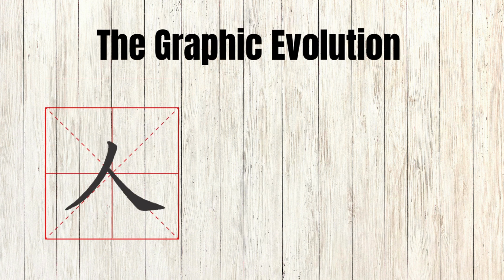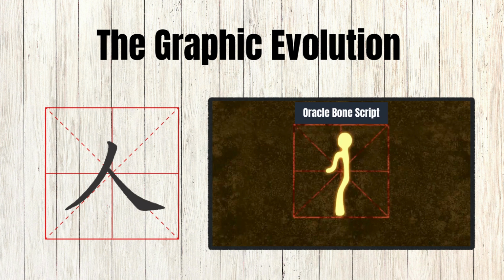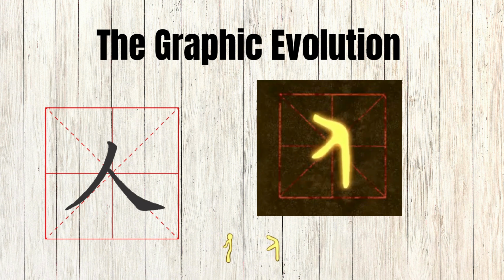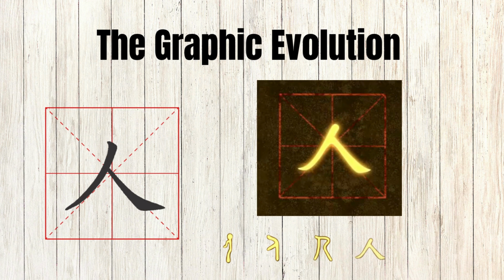Now let's take a look at how this character has evolved over time. In Oracle Bone script, the ancient form of Chinese writing, it was drawn like this. Doesn't it look like a standing person? Later, it changed into a bent figure. Then it looked like someone crouching with hands and feet on the ground. And finally, it became the modern shape we see today. Kind of like a person taking a big step forward.